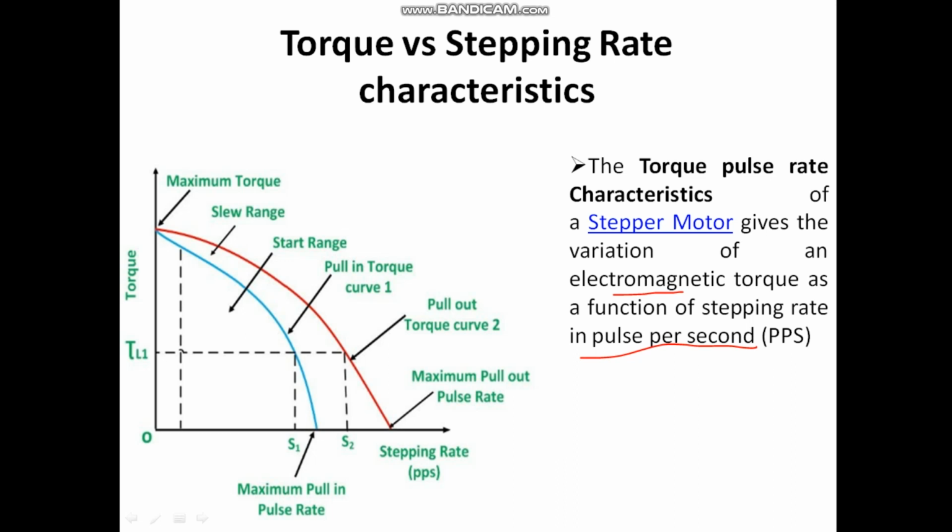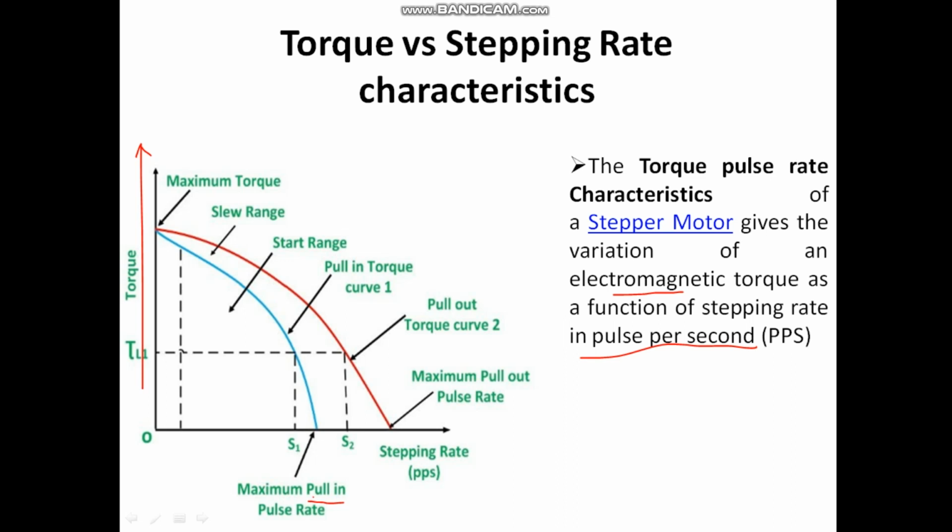There are two curves which I have shown. One is denoted by the blue line and the other is the red one. The curve denoted by blue color is my pull-in torque. It shows the maximum stepping rate for the various values of the load torque at which the motor can start, synchronize, stop or reverse.